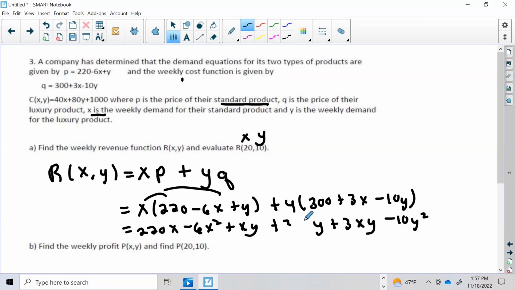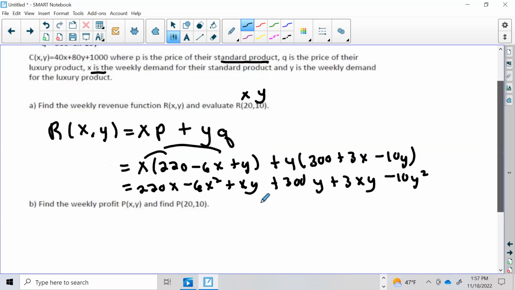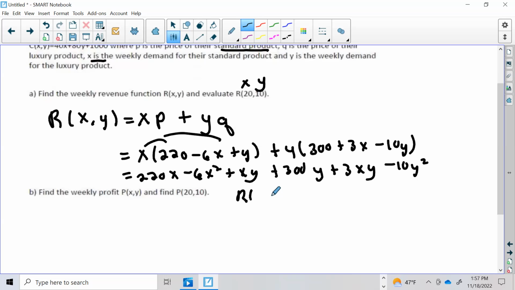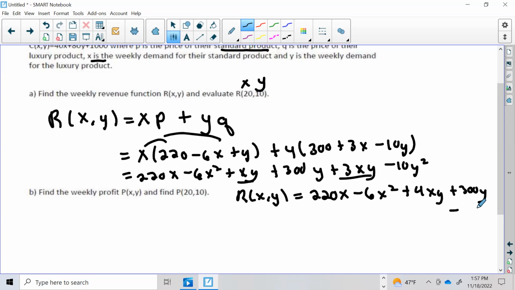And then if there's any like terms, we want to combine them. So we have R of xy equals 220x, that's not a like term, minus 6x squared, but I have an xy and a 3xy, so plus 4xy, and then plus 300y minus 10y squared. Okay, so this is my revenue function.